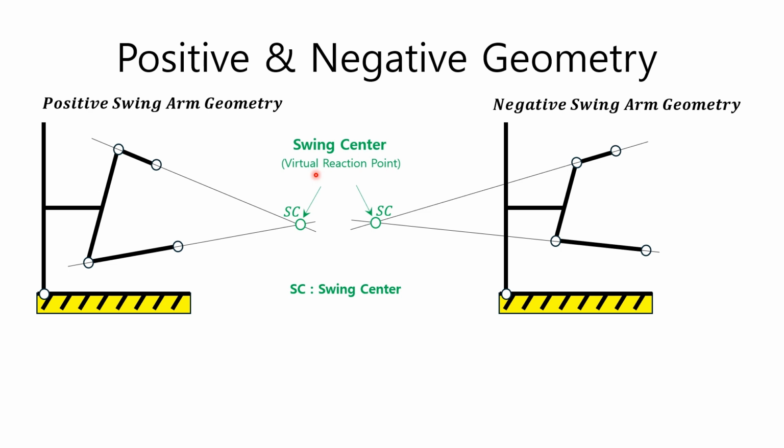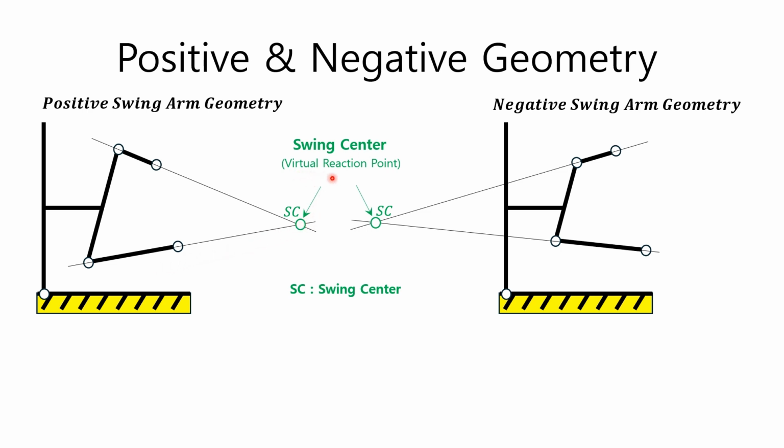These are the swing center, positive swing arm geometry, and negative swing arm geometry. In order to find the roll center, we must first find the instant center of the wheel with respect to the body. In a double A-arm suspension, the point where the upper arm and lower arm meet when extended in a straight line is the instant center of the wheel with respect to the body, and this is called the swing center. The swing center is the virtual reaction point of the force entering the link through the tire, and is called the virtual reaction point.